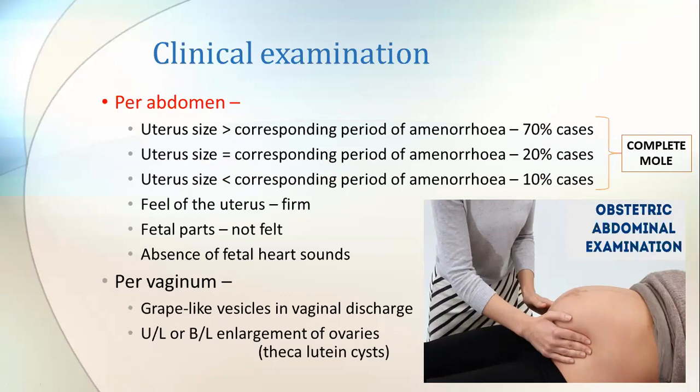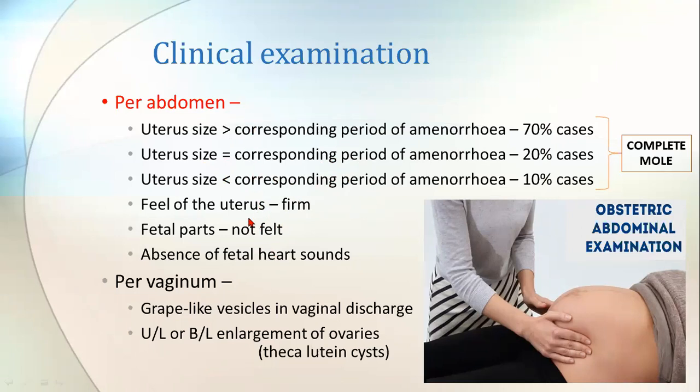Now, when you are examining the patient, the feel of a pregnant uterus is very soft. But here, the amniotic fluid, the cushion-like substance present in the uterine cavity, is absent. Therefore, the feel of the uterus will be firm. Fetal parts are not felt because there is no fetus, and no fetal heart sounds. This is the perabdominal examination.